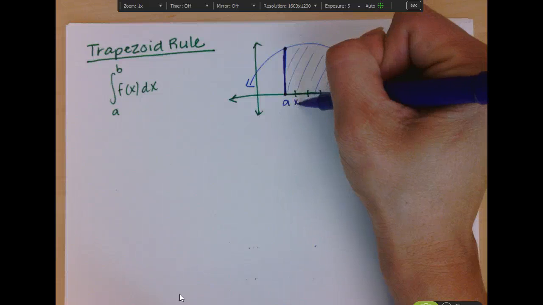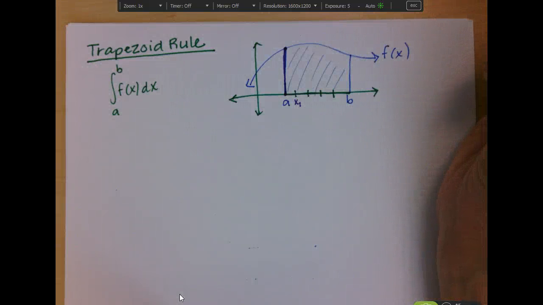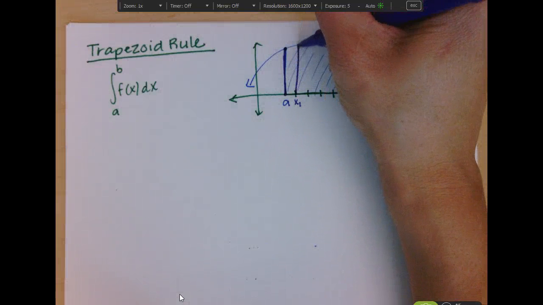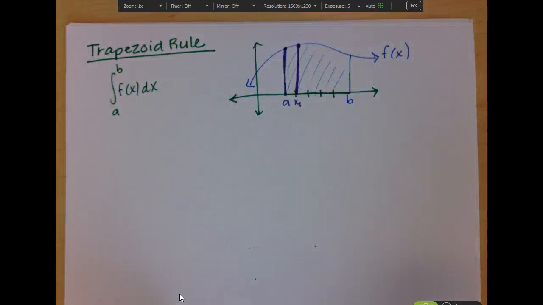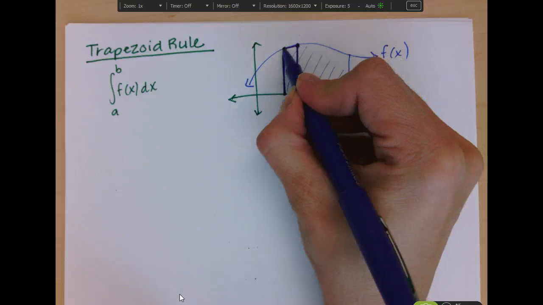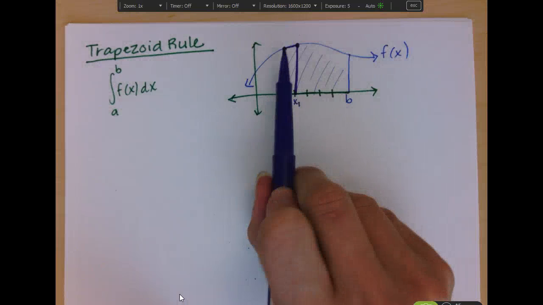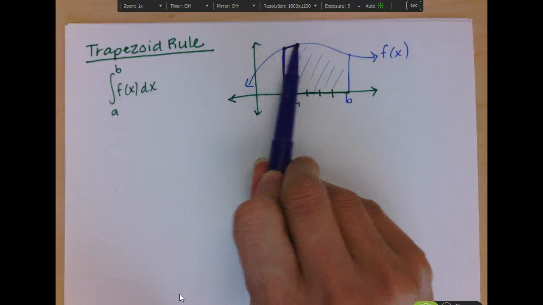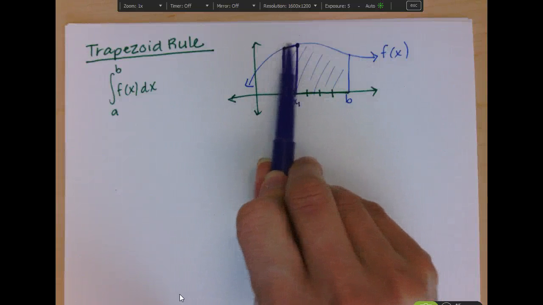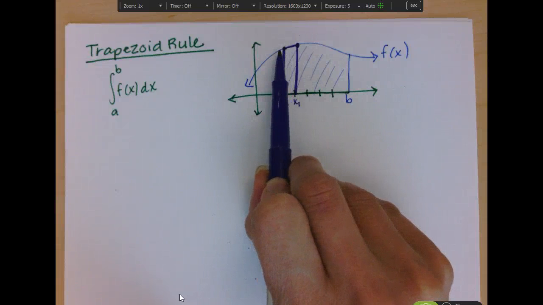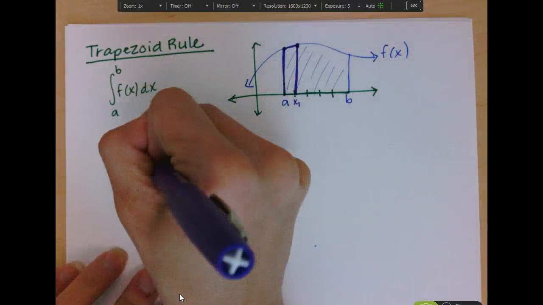And then if I look at x sub 1, which is the next grid point in my subinterval, and I find its corresponding y value, what I can do is connect those with a straight line. And again, it doesn't form this perfectly perpendicular line like it does with a rectangle, but because it's got some angle to it, some slant to it, it creates this trapezoid.